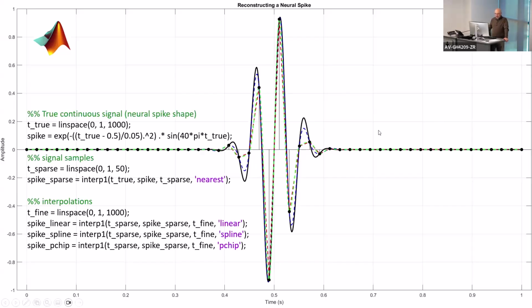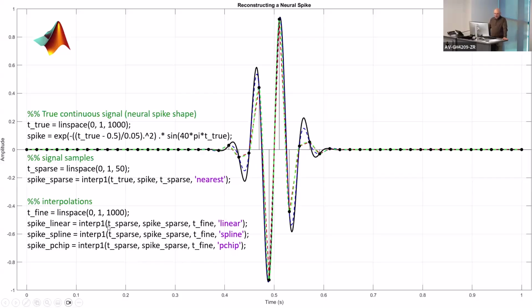So here's how you do that. This first part is generating that black line, and we will just use an exponent times sine for that purpose. This will be that black line. And then we will have interpolation, and you can use nearest, linear, spline, p-chip. You have many more different kinds of interpolations that you can use.